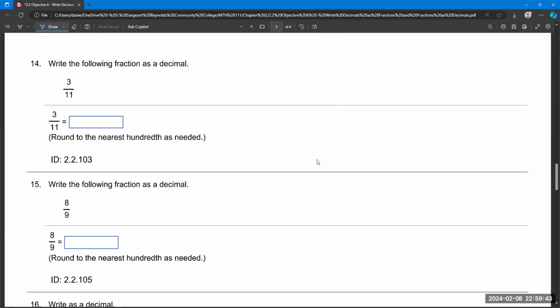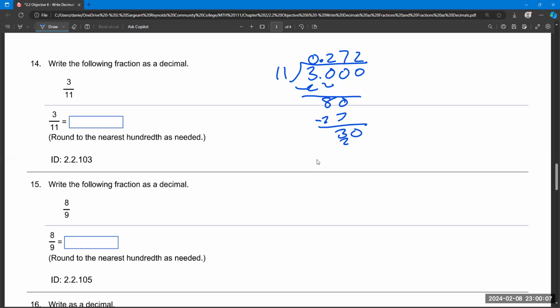All right, let's divide 11 into 3.000. 2, 22. Subtracting, get 8 and bring down the 0 is 80. 11 into 30 is 2. So this is about 0.27.